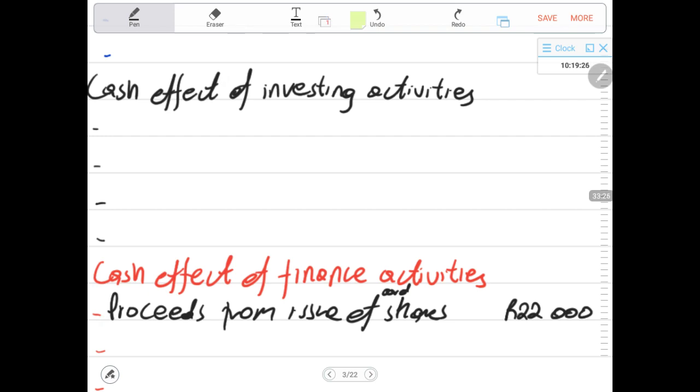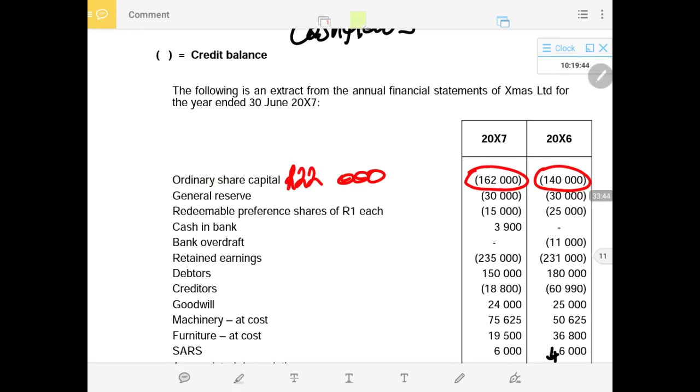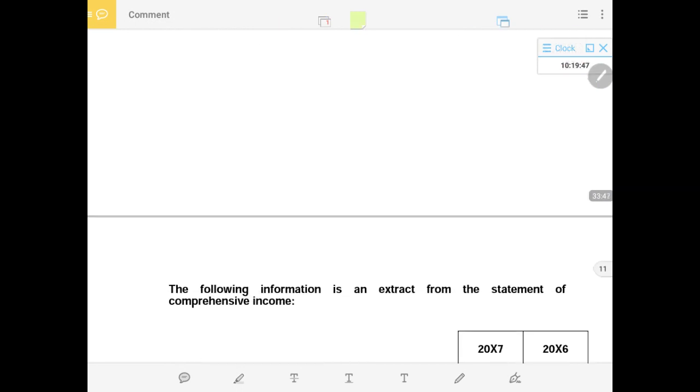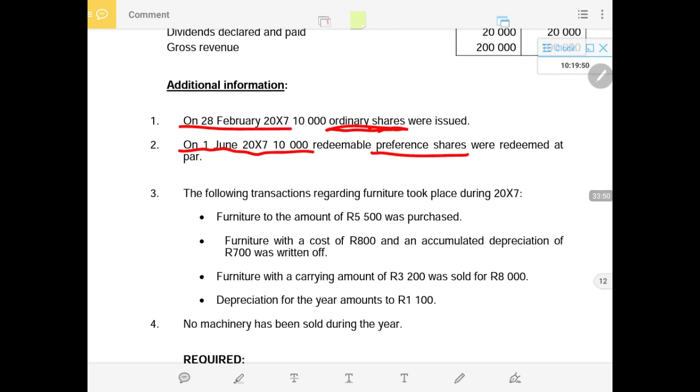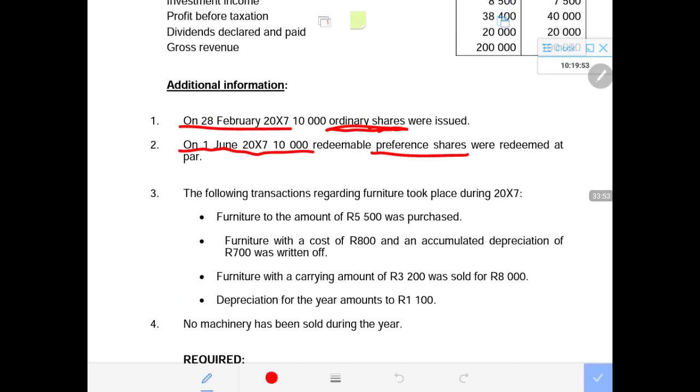Please don't forget that if there was a share issue cost, it will have to be deducted from the amount of 22,000 rands. But in this case, we don't have the share issue cost. So the first adjustment is covered and we record it in the cash flow statement. And again, guys, it is very important to record the transactions where they're supposed to be recorded immediately, so that you don't have to be wandering around looking for figures when you're compiling your cash flow statement.